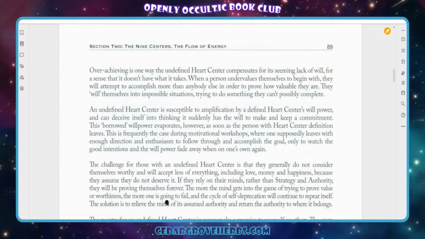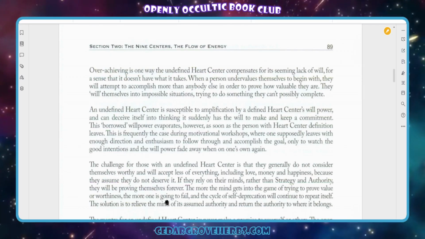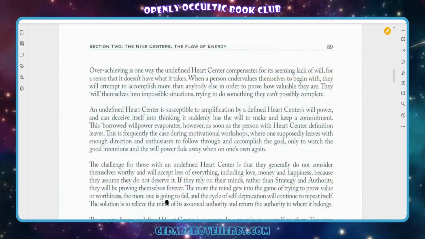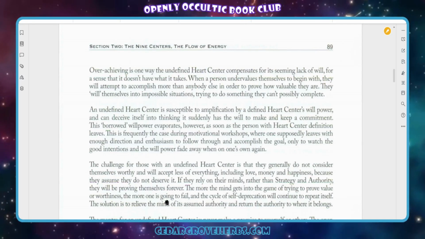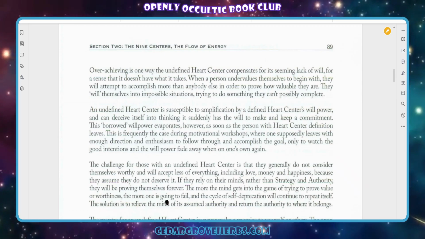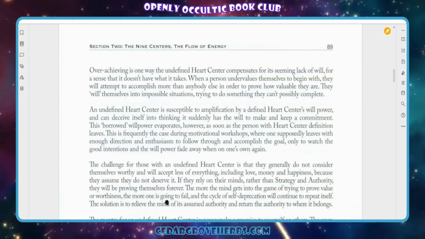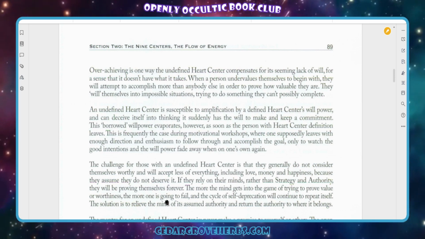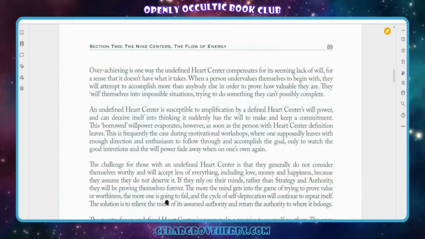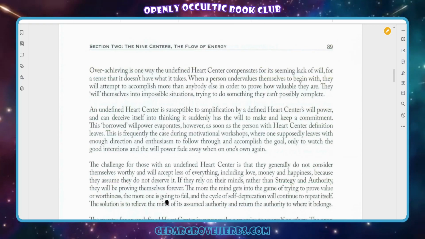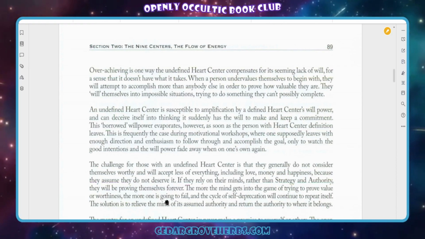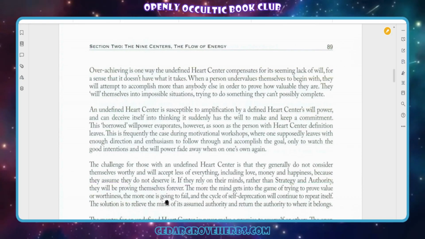This is frequently the case during motivational workshops, where one supposedly leaves with enough direction and enthusiasm to follow through and accomplish the goal, only to watch the good intentions and the willpower fade away when on one's own again.